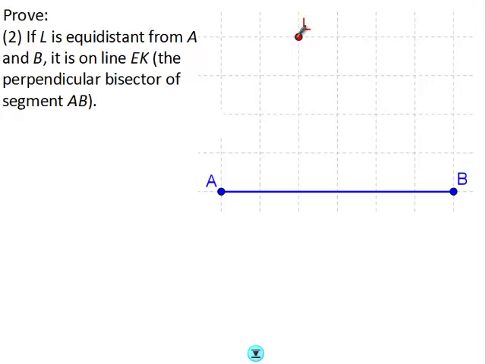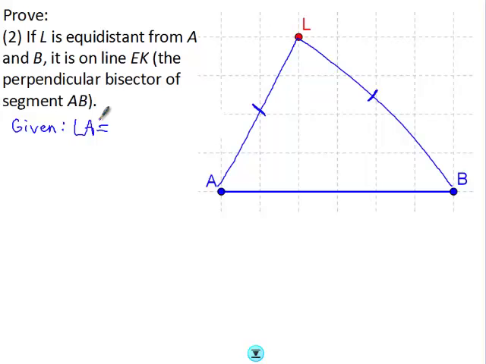Well, it's going to be helpful if we go ahead and draw those two, LA and LB. And in this case, the only thing that's given is that they are equal to each other. Okay? So our given information is that LA and LB are congruent. And what we have to prove is L is on the perpendicular bisector of segment AB.